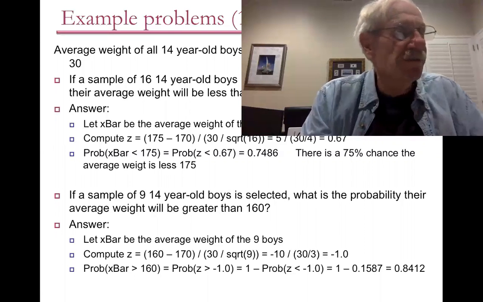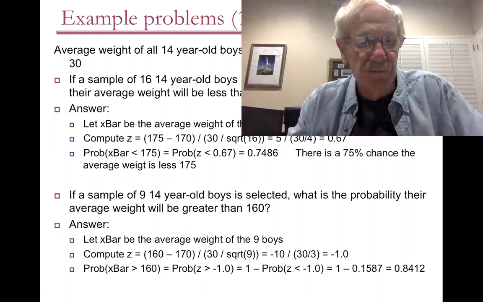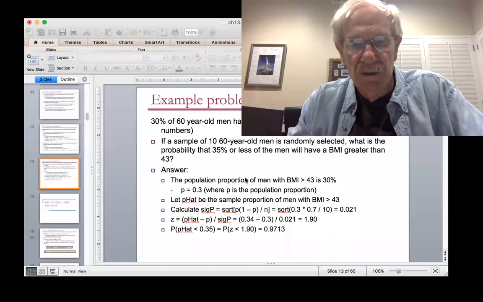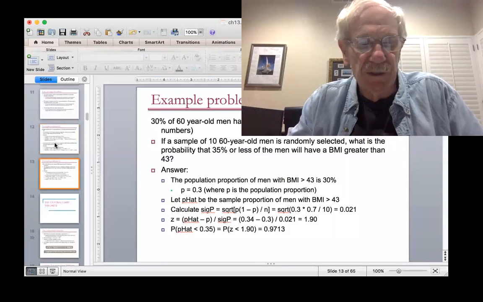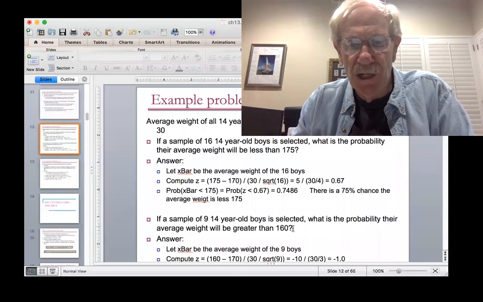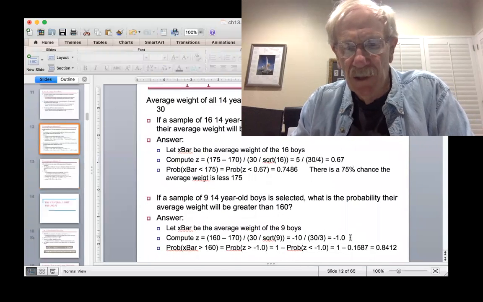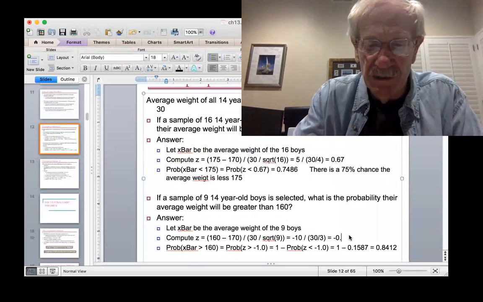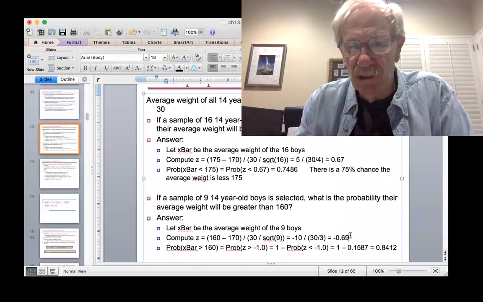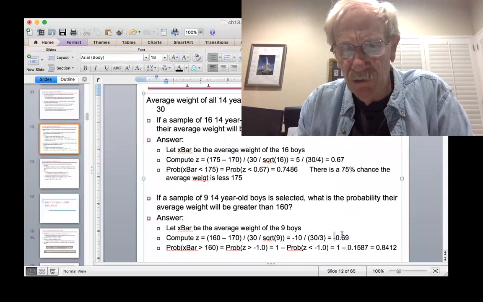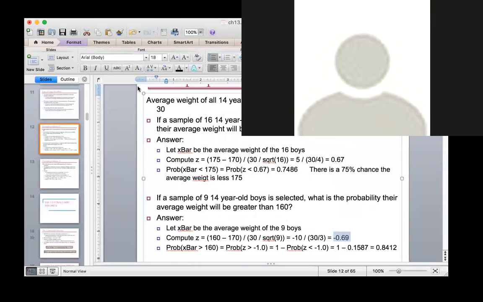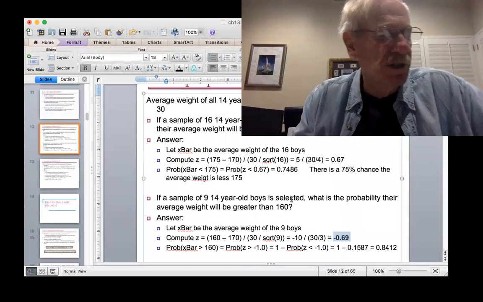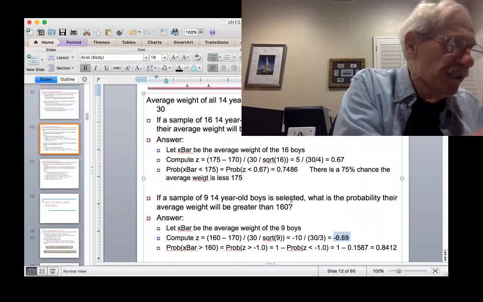So if your z-score happened to be minus 0.69, let's say it turned out to be that. You see where I wrote that now? Yes. If that turned out to be minus 0.69, then we go look in the table.